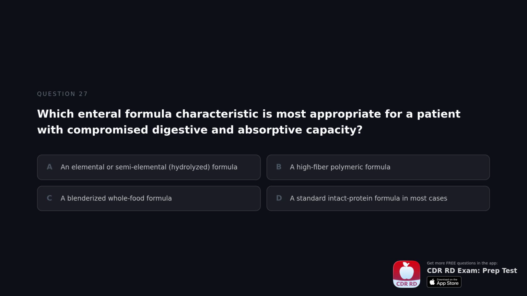A. An elemental or semi-elemental hydrolyzed formula. B. A high-fiber polymeric formula. C. A blenderized whole food formula. D. A standard intact protein formula in most cases.